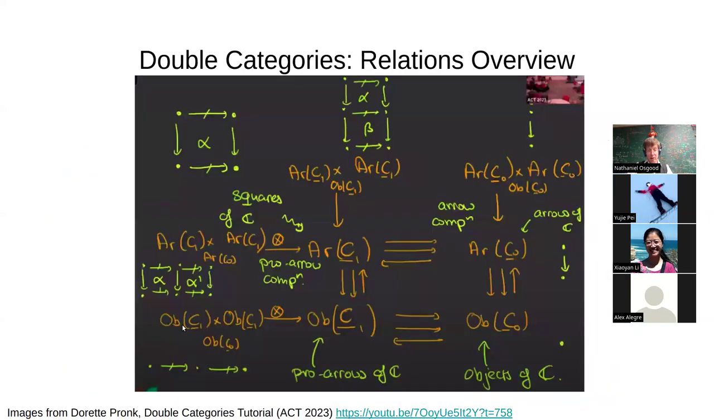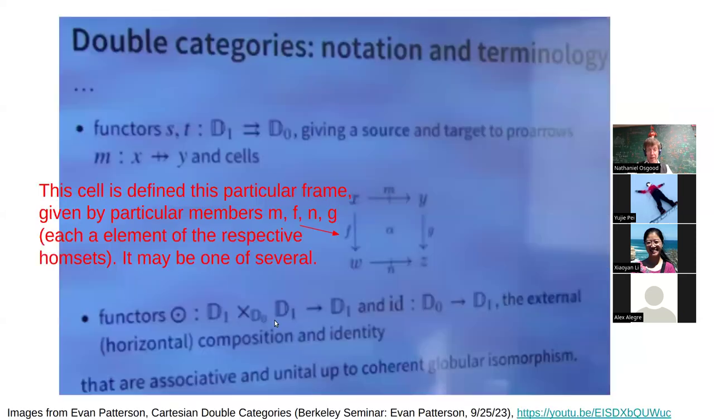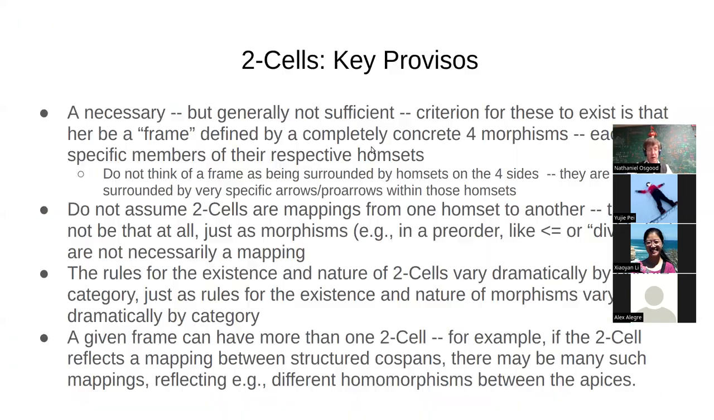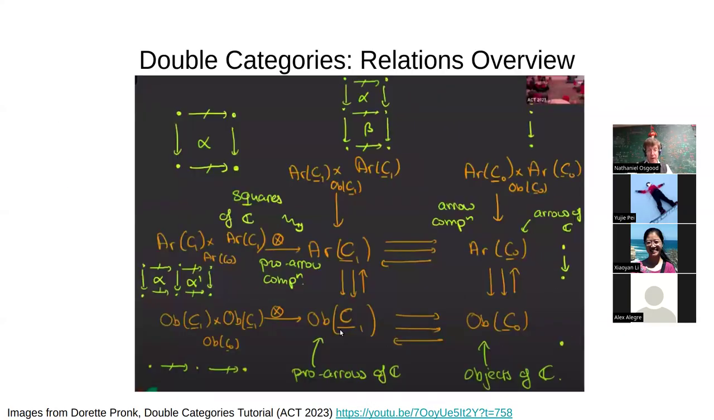So if we have a horizontal one, a pro arrow and another pro arrow, and they're joined at a common object, we can compose them with this thing. Here it's shown as the tensor in D, here it's this, but the same. And we get a pro arrow of this, up to a certain comparator.